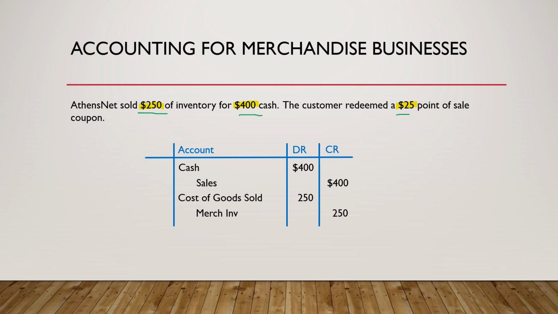The $25 coupon reduces the amount of cash being received, so that debit to cash and credit to sales drops to $375. The $250 debit to CGS and credit to merchandise inventory remains unchanged.